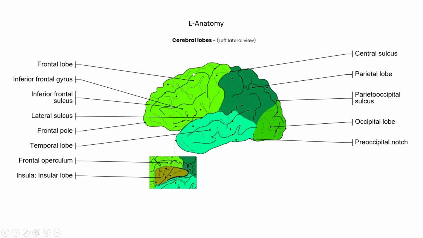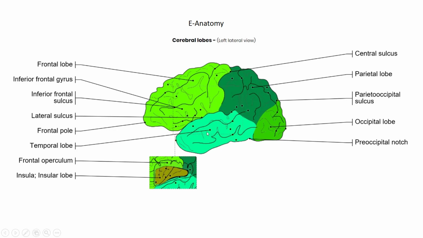Nice and bright, and it's the most anterior and the most superior lobe as well. So this is the frontal lobe, and there is a central sulcus here that divides the frontal lobe from the parietal lobe, and the parietal lobe is posterior to the frontal lobe. And then from there you go to the occipital lobe, and the occipital lobe is the most posterior lobe. And then the temporal lobe is the most inferior lobe.